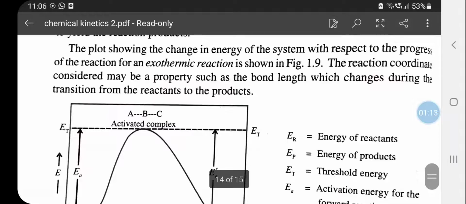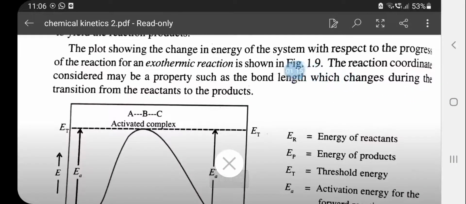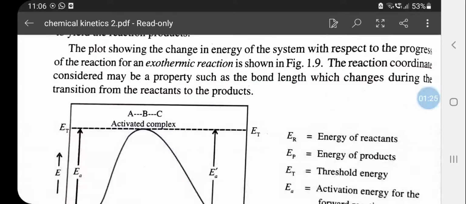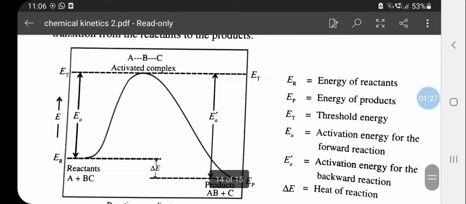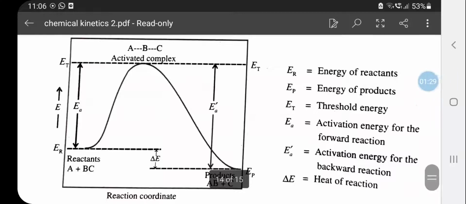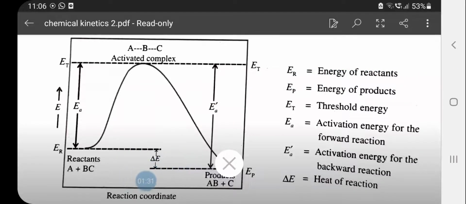We know reactions are of two types, exothermic and endothermic. A reaction in which energy is liberated is known as exothermic, and one in which energy is consumed is known as endothermic. So for an exothermic reaction, we can plot a graph. On the x-axis is the reaction coordinate and on the y-axis is the energy.